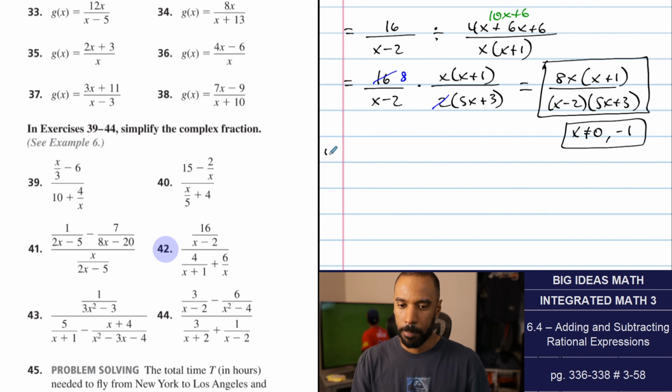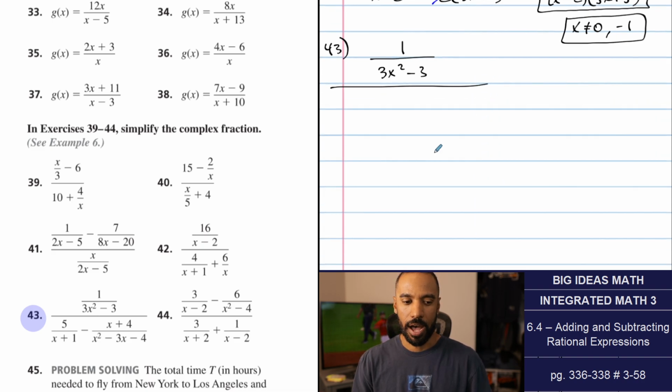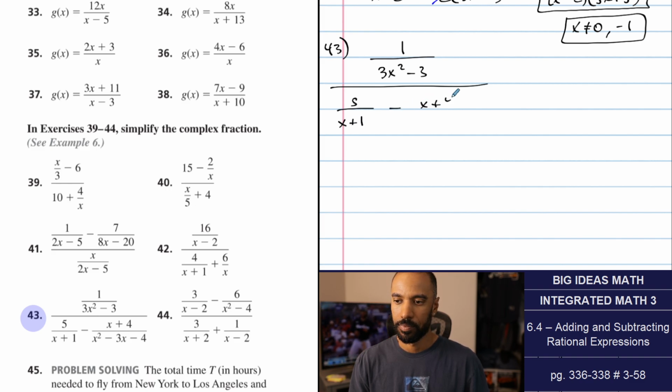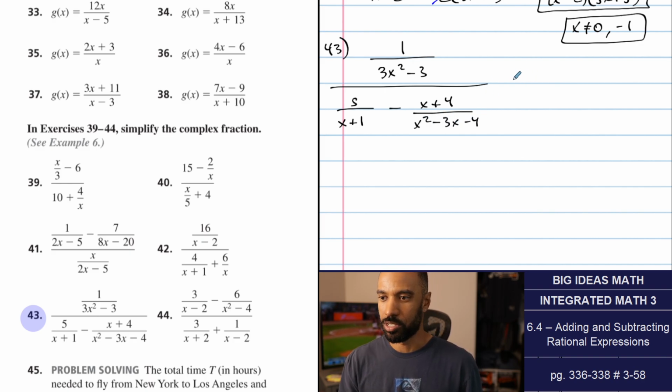Number 43. Ooh, it's getting big. The top needs no real change. Well, I take it back. There's some factoring we're going to do, just no common denominator work. There are a couple things we can do on the top there. On the bottom, some work to be had. So it's just a bigger problem. You have to give it some time. Just don't make a mistake along the way. Especially, ooh, there's subtraction.